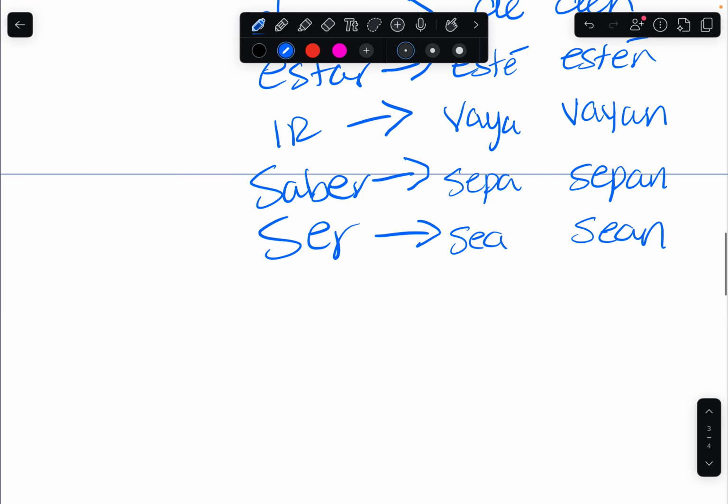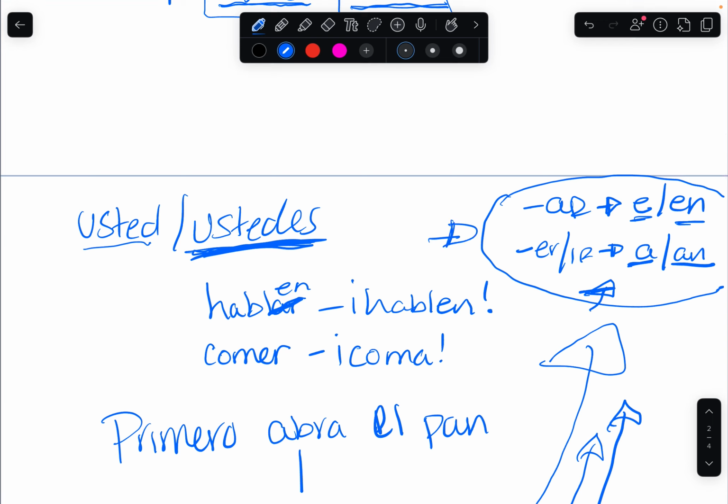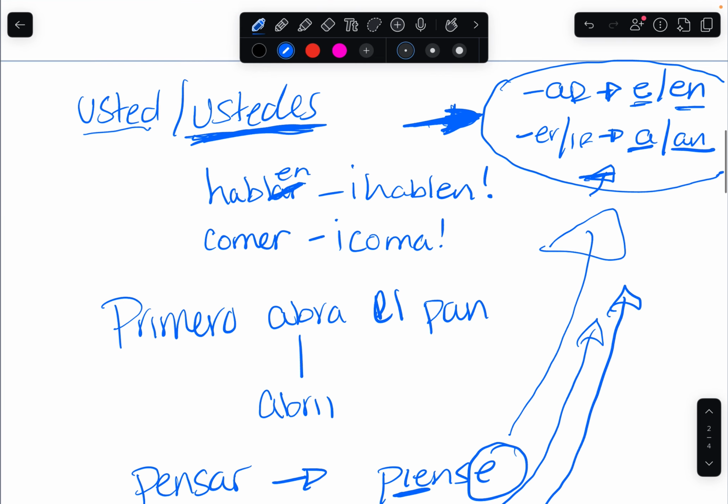So these are formal commands. Make sure that you follow the rule. This is the rule. So when you are writing your oral presentation, you are doing it correctly, because I do end up taking points for that.